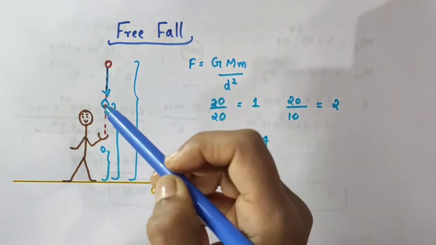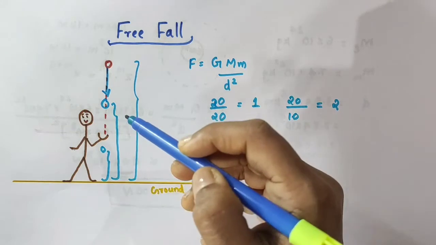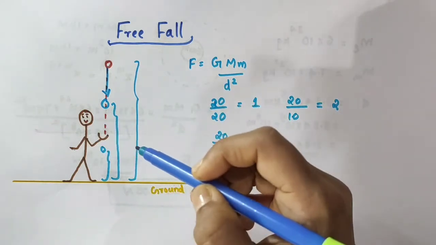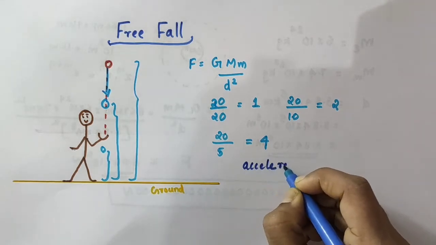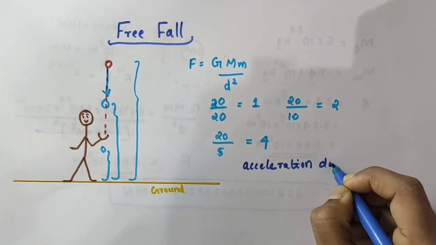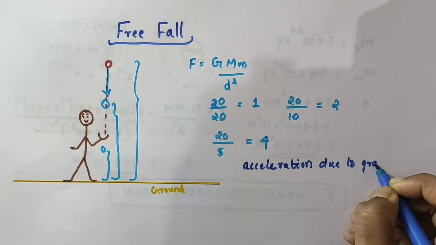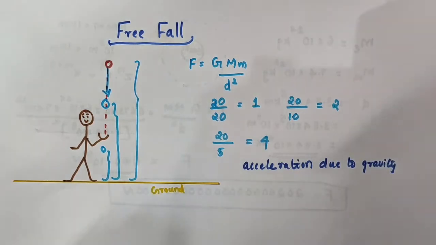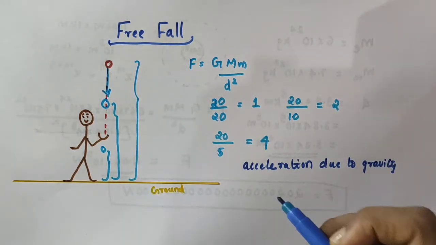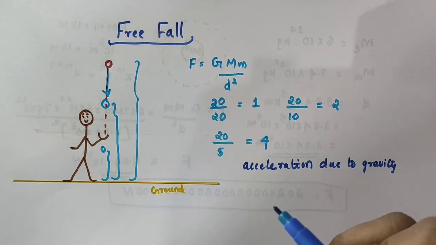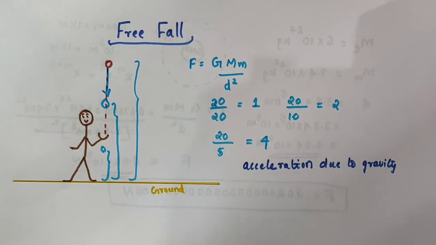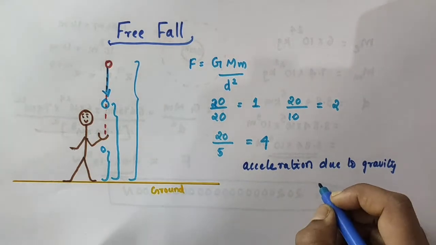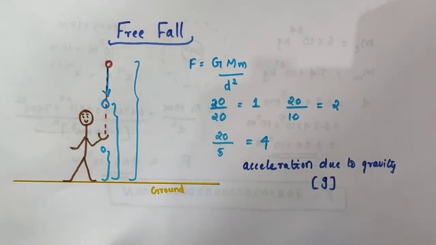Therefore, this acceleration is called the acceleration due to the gravitational force of the earth, or acceleration due to gravity. This acceleration is actually due to the earth's gravitational force of attraction. So that acceleration is called the acceleration due to the gravitational force of the earth, or acceleration due to gravity. Acceleration due to gravity is represented by small letter g.